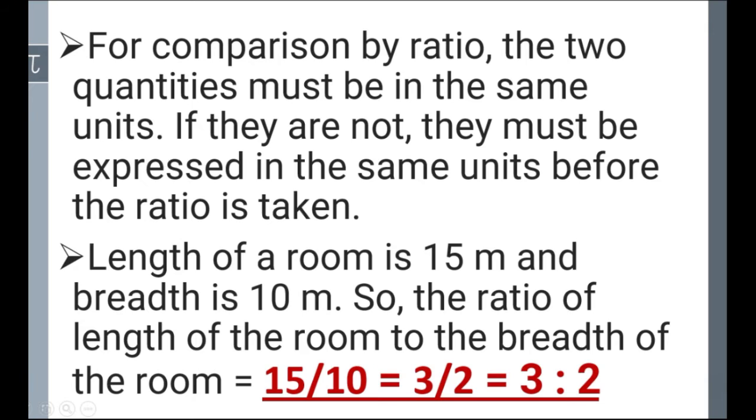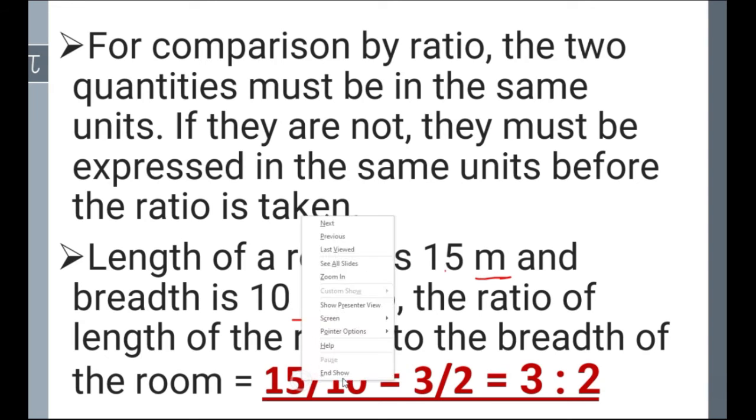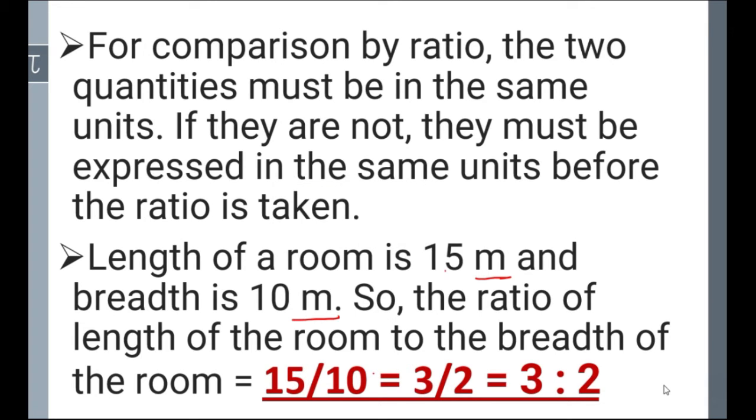So for comparison by ratio, the two quantities must be in the same units. Like if we are comparing length of a room to the breadth of room, then this should be ensured, that these two should be in the same unit. Like this is 15 meter, this is also 10 meter. So we can calculate the ratio of length of the room to the breadth of the room. That is 15 meter is to 10 meter, that is 15:10. By simplifying these two, we get 3:2, right? So if we are calculating ratio of two quantities, the unit should be same.